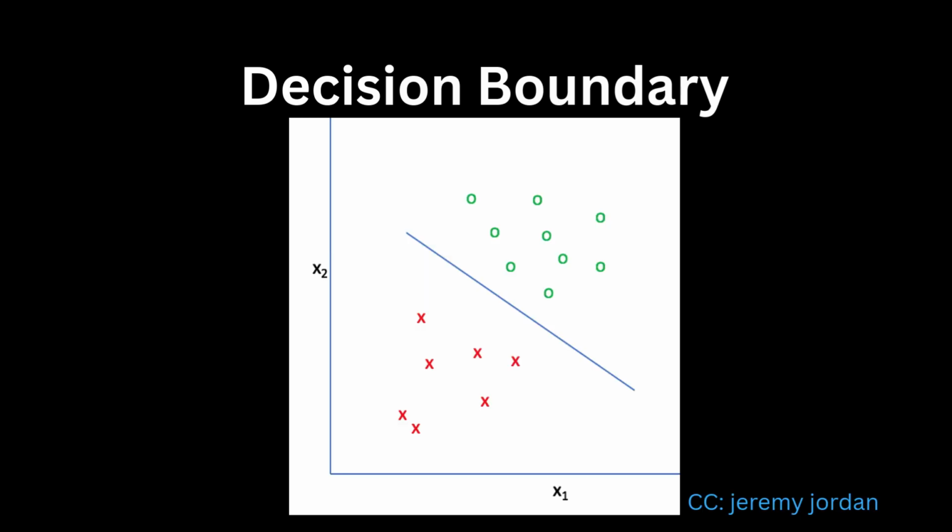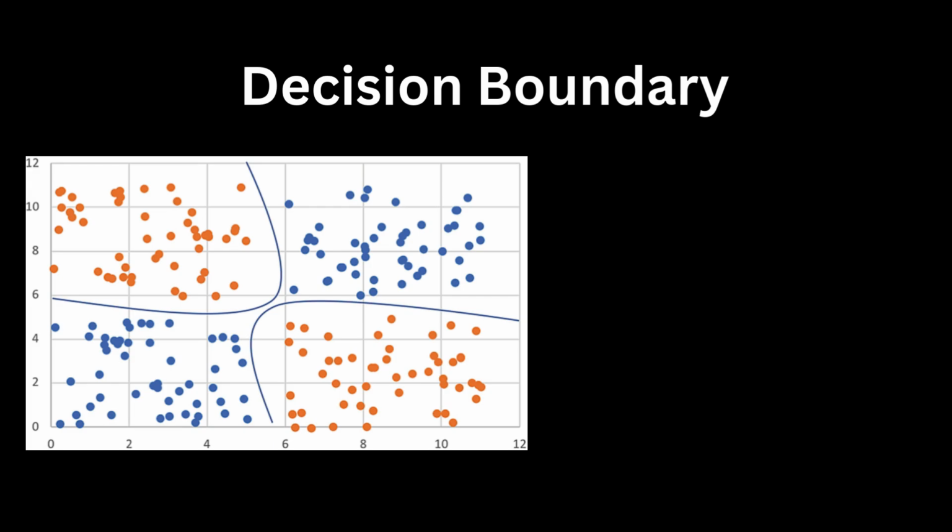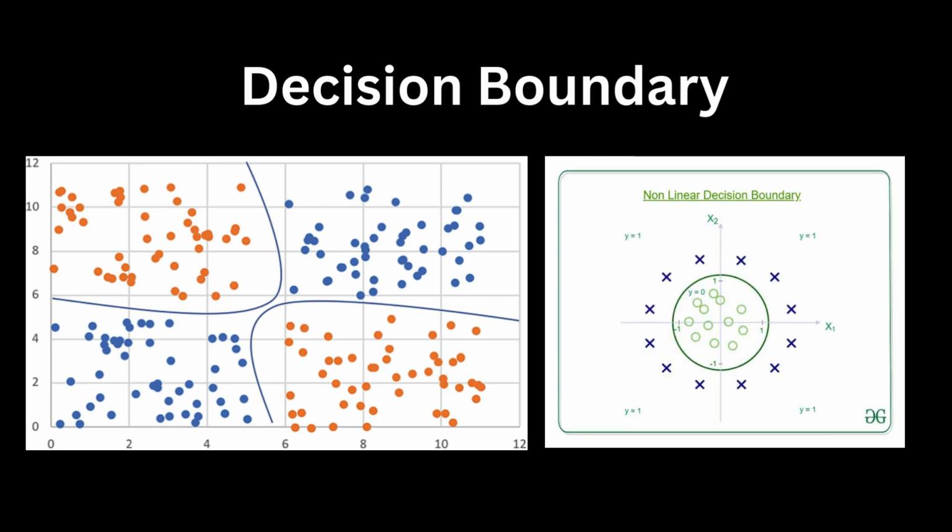On screen, you see a dataset with two features x1 and x2, and those circles and crosses are values of y. And you may draw this line right here to separate both classes, and this is exactly what we call a decision boundary. For more complex graphs, decision boundaries may change and look like this, or even this.